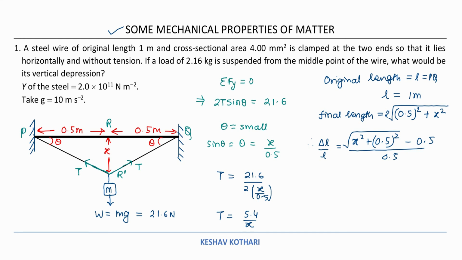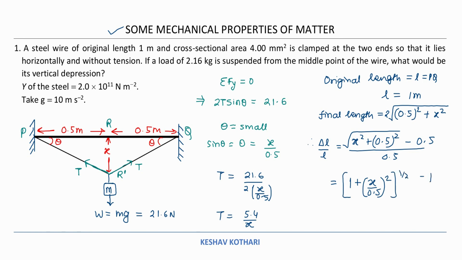So this is the expression for delta L by L, and over here I can rewrite this expression as 1 plus x upon 0.5 whole squared, to the power half, minus 1.